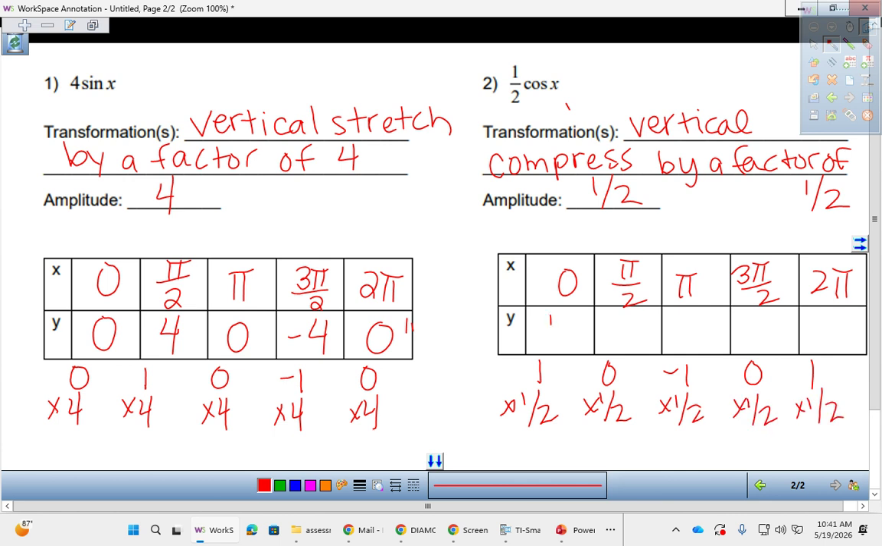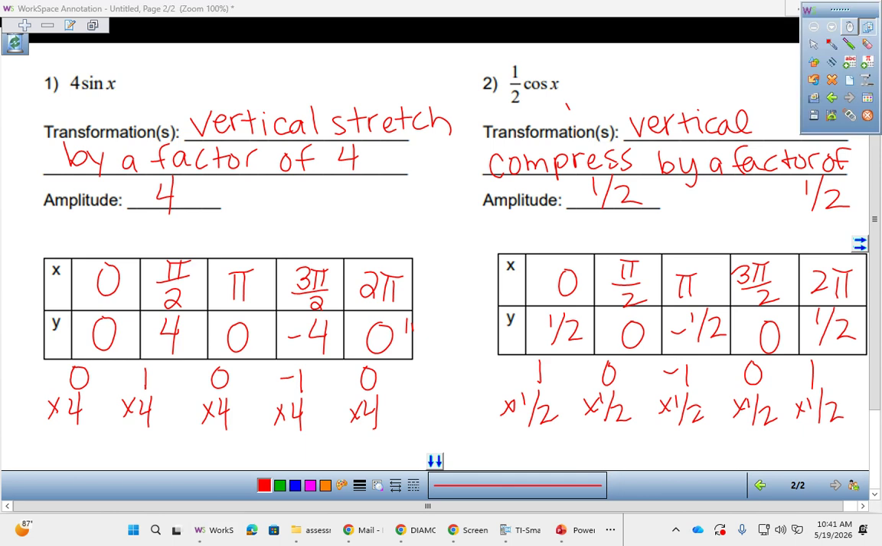So 1 times 1/2, 0 times 1/2, -1 times 1/2, 0 times 1/2, 1 times 1/2 would be the table. Technically, you could do this unit without a calculator. You just don't have to. You okay with those two?